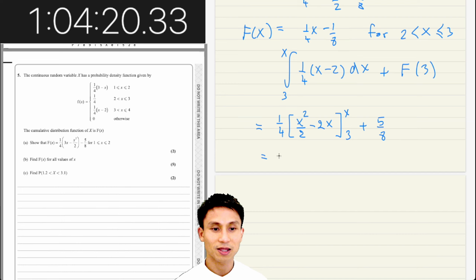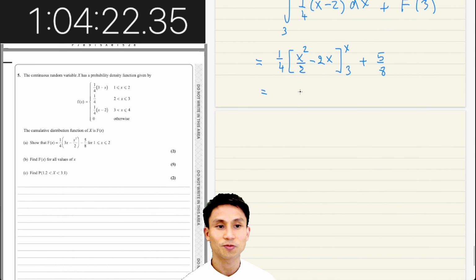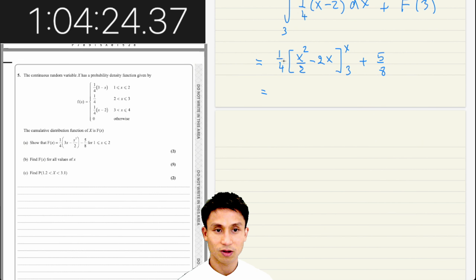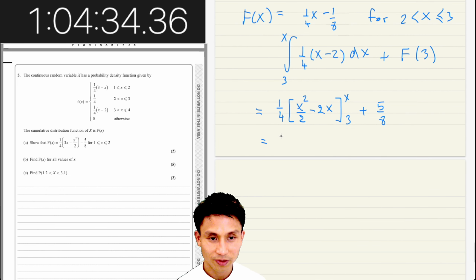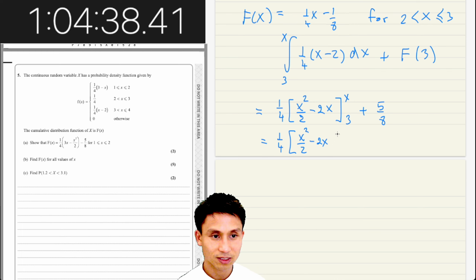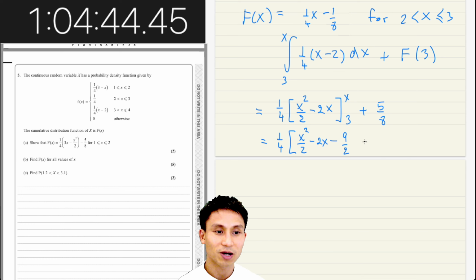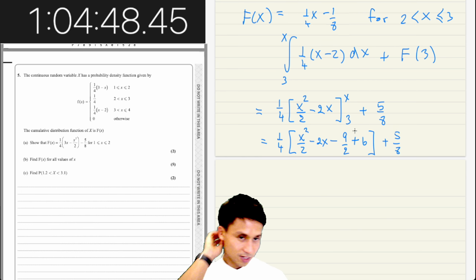Okay, just simplify that and we should get the answer. So I'm going to sub x in there and simplify everything. So 1 over 4 times x squared over 2 would be, wait, hang on, I need to sub 3 first. All right, so this is 1 over 4 (x squared over 2 minus 2x), and then sub 3 in. So that would be minus 9 over 2. And minus minus is a plus, so plus 6 there. Okay?